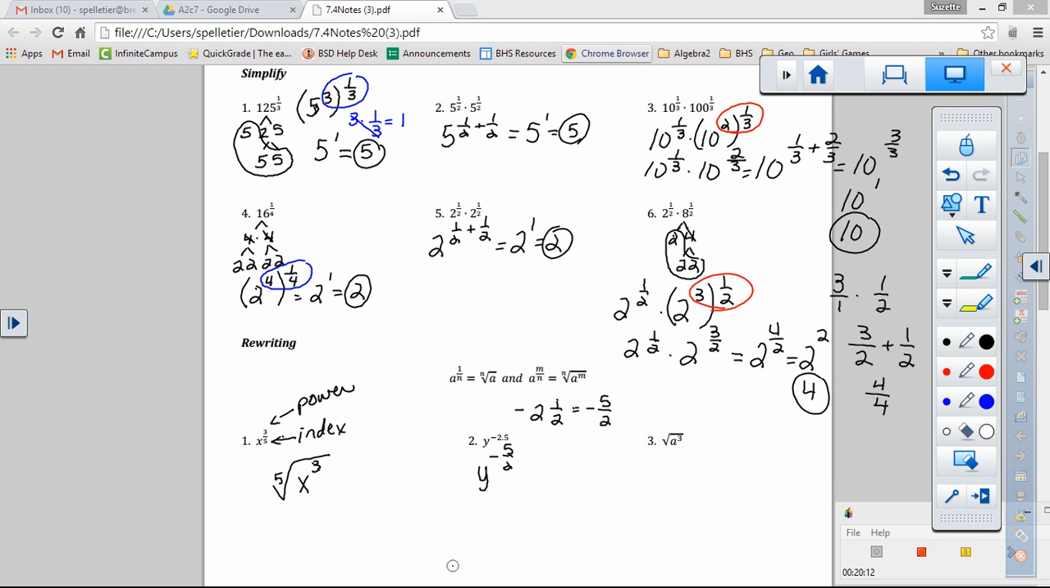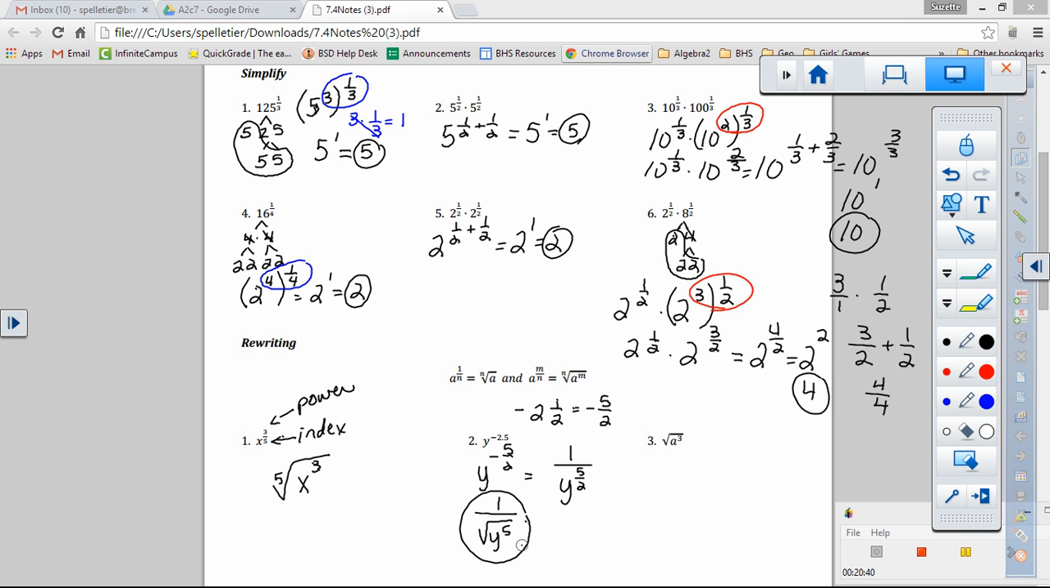And I know what my power is. It's 5. But I know that that radical is not happy and it wants to be in the denominator. So the first thing I'm going to do is say 1 over y to the 5 over 2. And then I'm going to change this to its radical form. Okay? Because it's happy. And I'm going to say 1 over the square root of y to the 5th. And I'm going to just have you leave it like that.